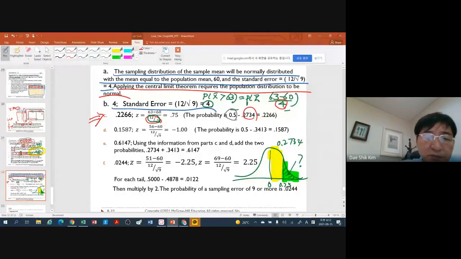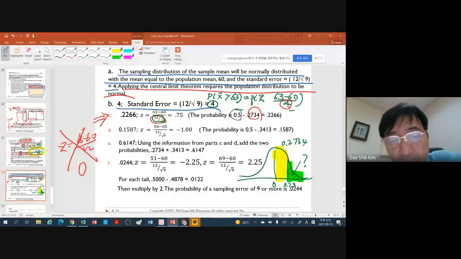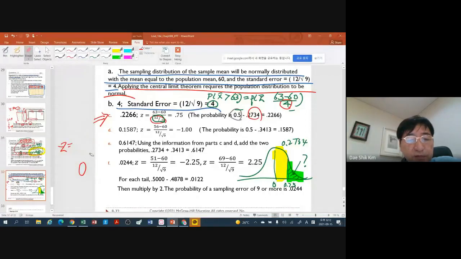If some student calculates the value 63 minus 60 divided by 12, and then calculates some percentage, then the point is perfectly 0. It's a perfectly wrong answer. It should divide by 4. This is very, very critical. You cannot divide by 12 in this specific case.